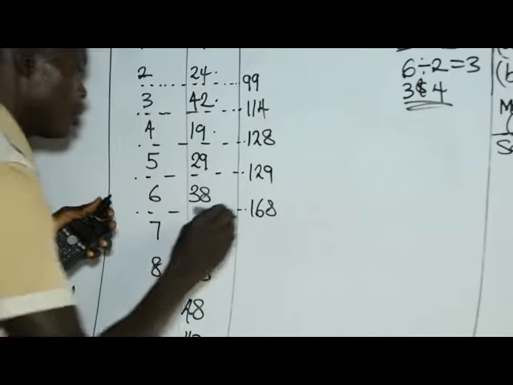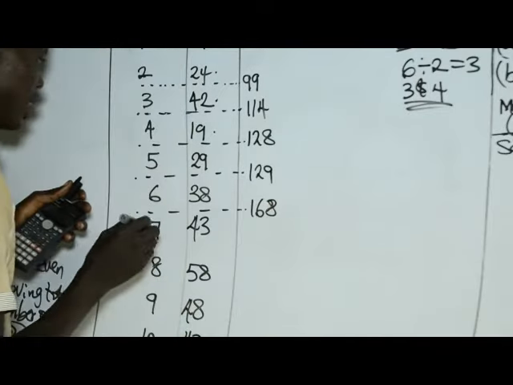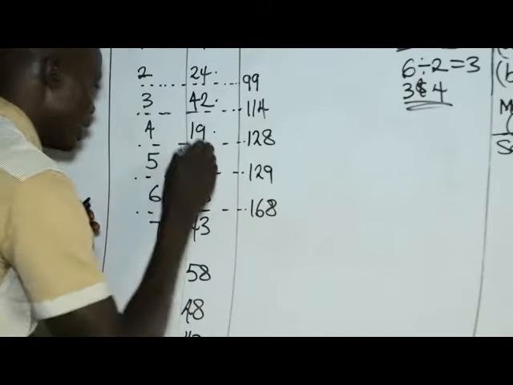168. You also draw 29. Then you start from 38. 38 plus 43 plus 58 plus 48. That gives us 187. So you also insert that in between the number 187.